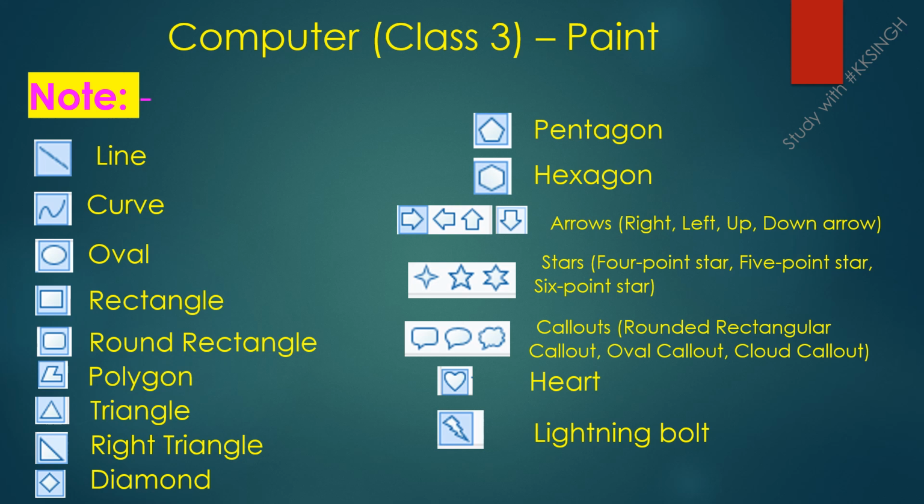See the shapes: line, curve, oval, rectangle, rounded rectangle, polygon, triangle, right triangle, diamond, pentagon, hexagon, arrows left, right, up and down, stars, 4-point, 5-point and 6-point stars. These are the callouts: rounded rectangle callout, oval callout and cloud callout, a heart and lightning bolt.